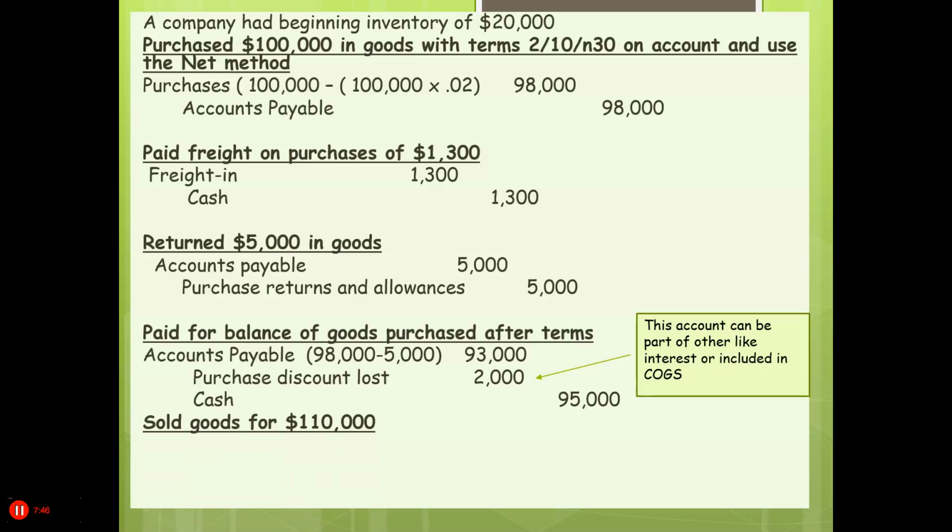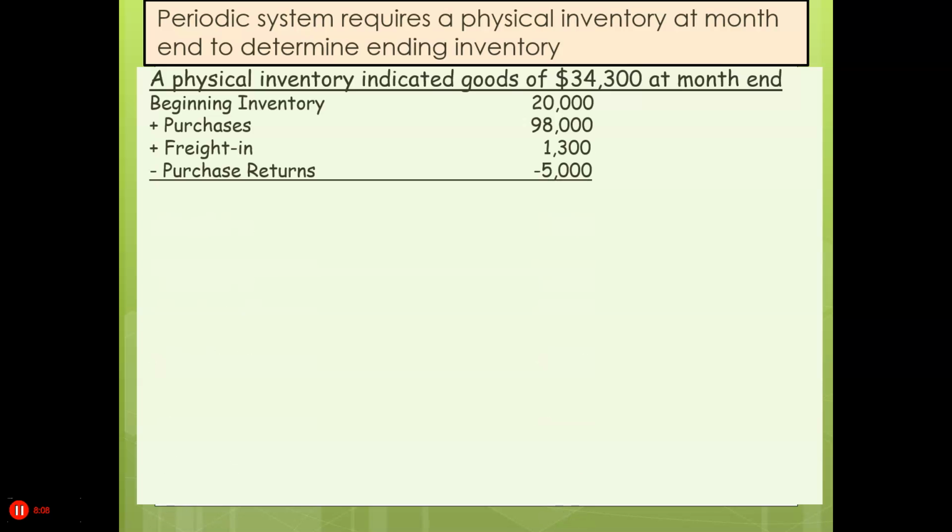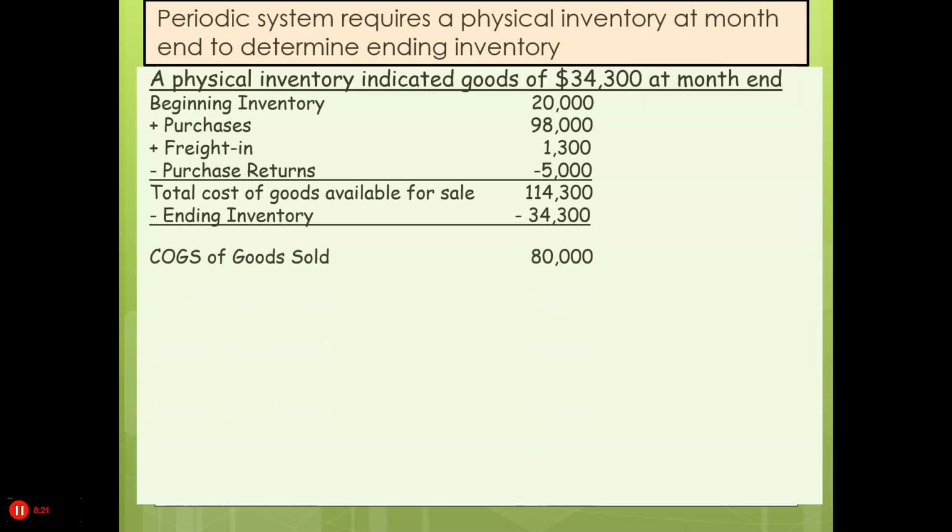And then we sold 100,000, and that would have been accounts receivable, sales revenue. Now under periodic, we have to figure out what's the cost of goods sold. So we did a physical inventory at month end. So we had beginning inventory of 20,000. We had purchases of 98, freight in of 1,300, purchase returns subtracted out. We have total cost of goods available for sale of 114,300. Now in this example, we're going to ignore the purchase discount lost, and we're going to just treat that as another expense. Ending inventory. So now we have our cost of goods sold.